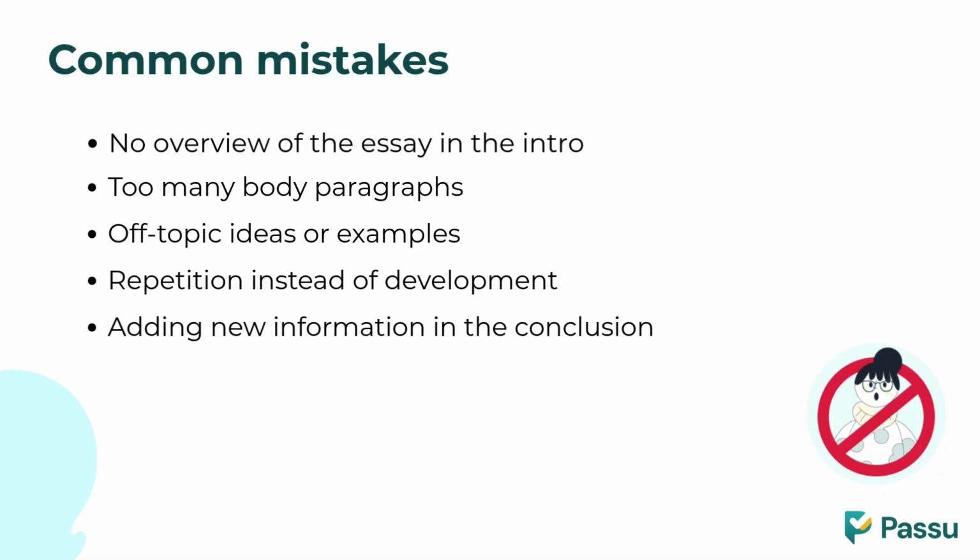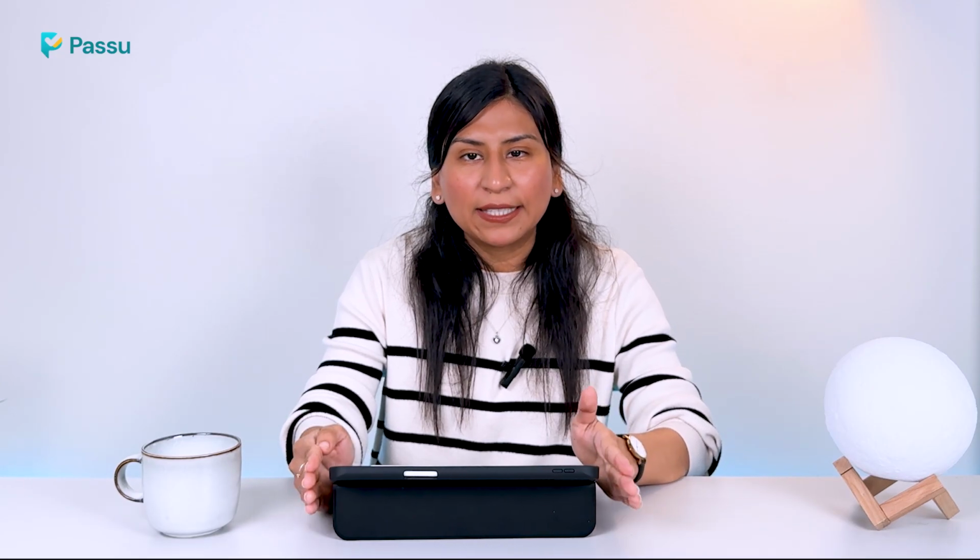Repetition instead of development. Don't just repeat the same idea in different words. You need to develop your ideas with explanations or examples. Adding new information in the conclusion. Your conclusion should only summarize your opinion and main points. Fix those, use the structure, and you will finally start to see your score for writing go up.